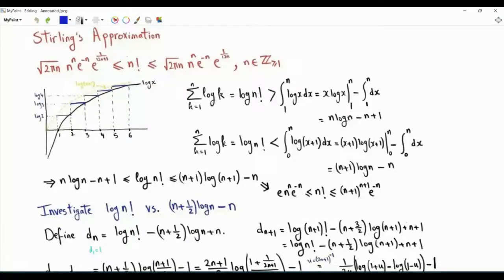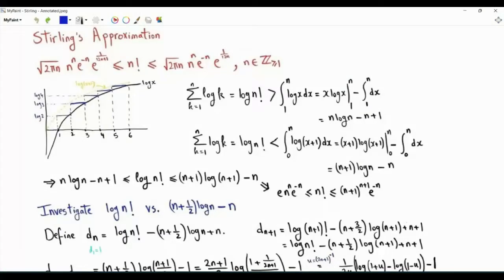We are interested in obtaining tight bounds on the factorial of n, specifically in the Stirling approximation. So the bounds are given by these terms. The upper bound has this term, square root of 2 pi n, then n to the n, e to the minus n, and the same terms appear in the lower bound. The lower and upper bounds differ in this factor here.